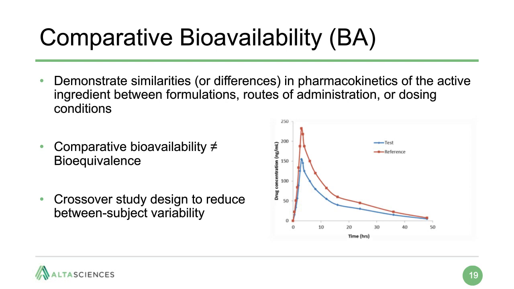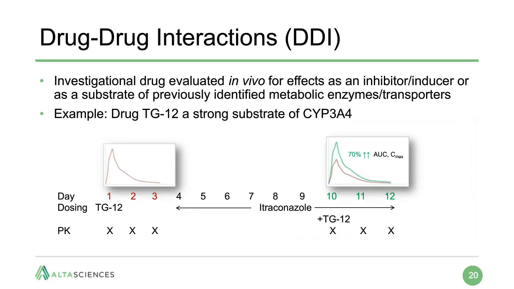Now, comparative BA studies are usually conducted as crossover designs where the same subject is randomly given the test and reference formulation in 2 different time periods. Now, this is done to reduce the between-subject PK variability that is more evident in parallel design studies. So it makes it more likely to statistically show bioequivalence when 2 formulations truly are bioequivalent.